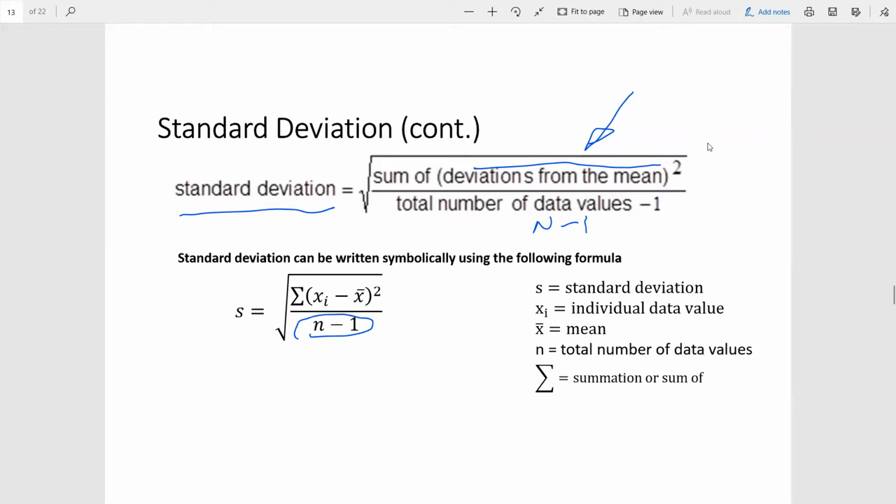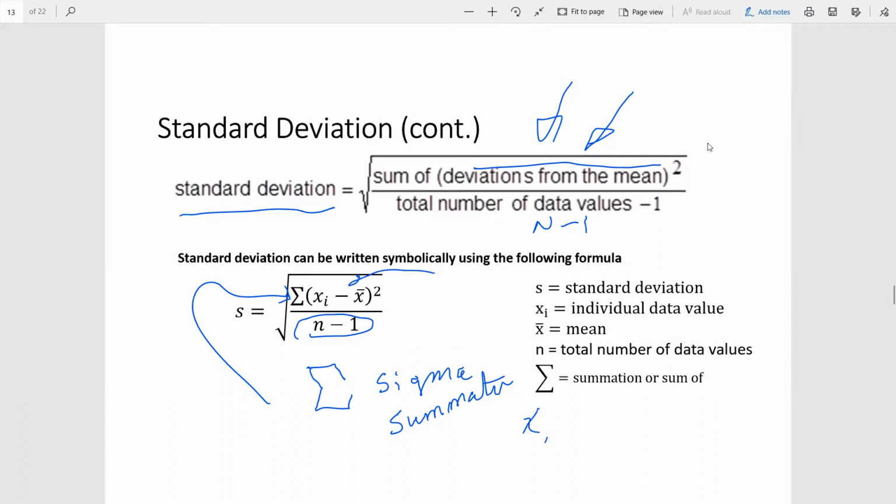Now this is a shorthand notation here for what I just said. This Greek symbol is called sigma, and it's the summation of all of these values. X of i is an individual data value. And of course, x bar is what we call the mean. So you need to get familiar with this notation. And s, or sometimes you'll see it on your calculator, s of x, is called the standard deviation.